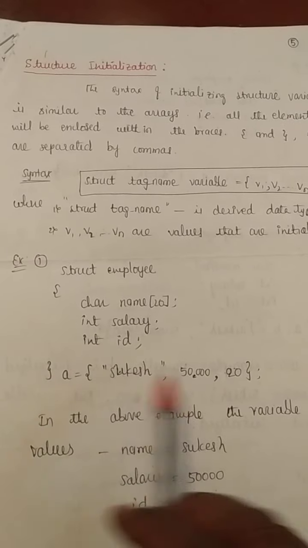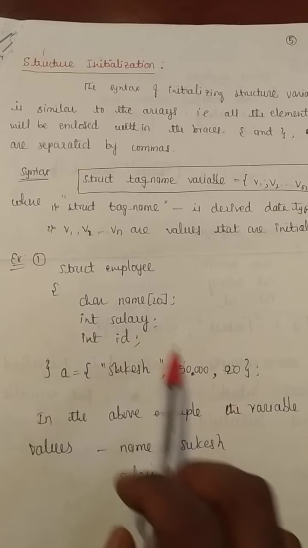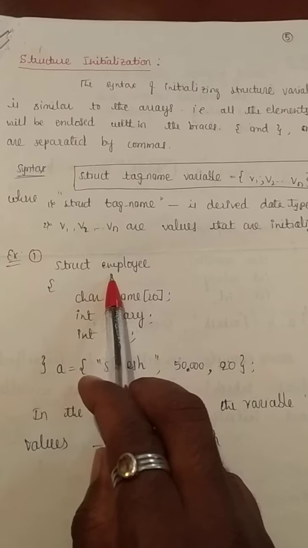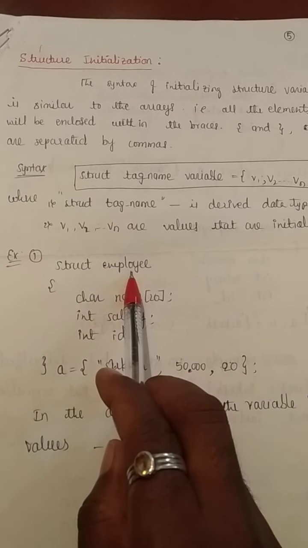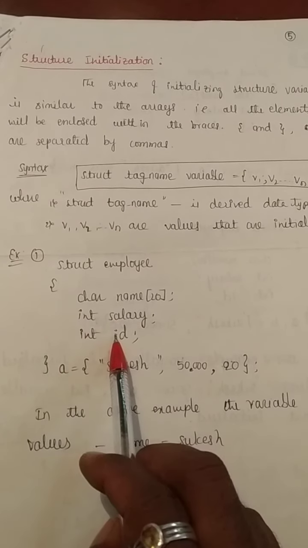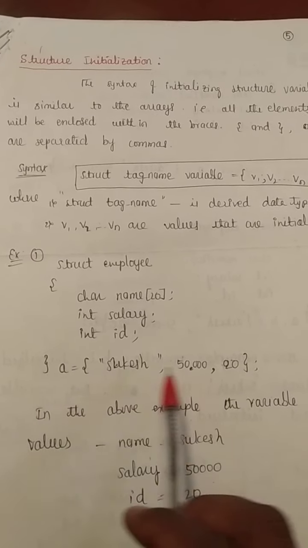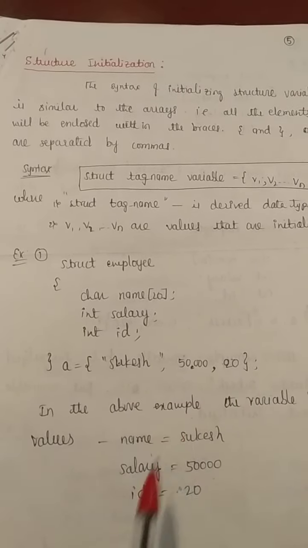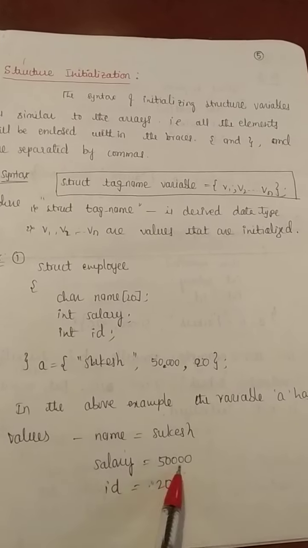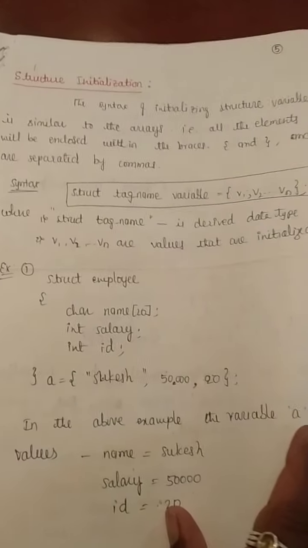So within one set of flower braces I have initialized the name of the employee, the salary of the employee and the ID of the employee. See, what is the structure name here? Employee. Struct keyword followed by the employee structure name, with the 3 data fields, followed by one structure variable, that is A, and this A is initialized with these values. So here you can observe that in the above example the employee name is Sukesh, salary is 50,000 and his ID is 20. Okay, so this is example 1.